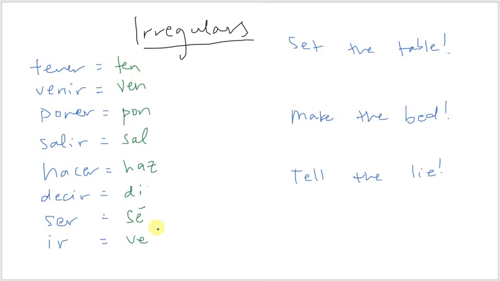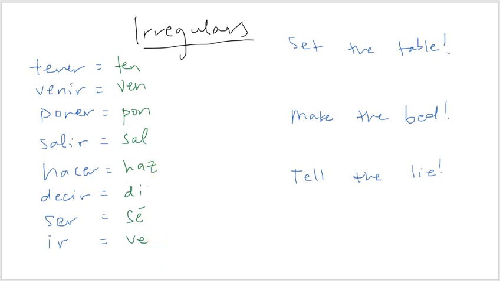And of course, there's a song to remember these, which I'm going to make you guys sing a bunch. If you are familiar at all with Jewish culture, or if you are Jewish yourself, probably you know the song Hava Nagila. So it's Hava Nagila, Hava Nagila, something, something. Sorry. But for these ones, it's going to be ten, ven, pon, sal, haz, ten, ven, pon, sal, haz, di, sé, ve. One more time. And that's how you're going to remember the irregulars.